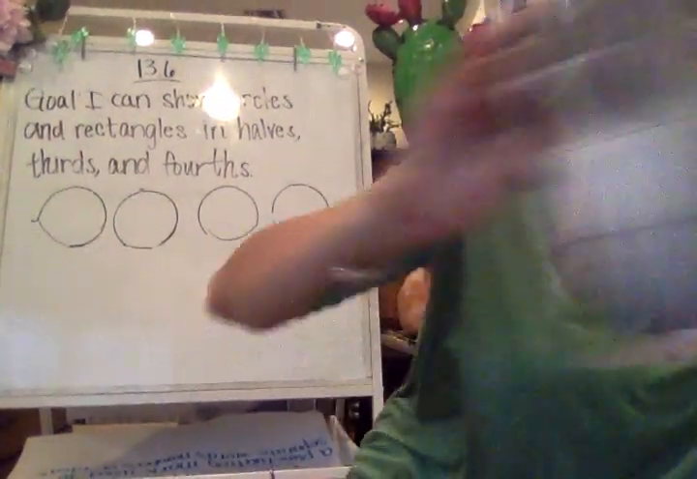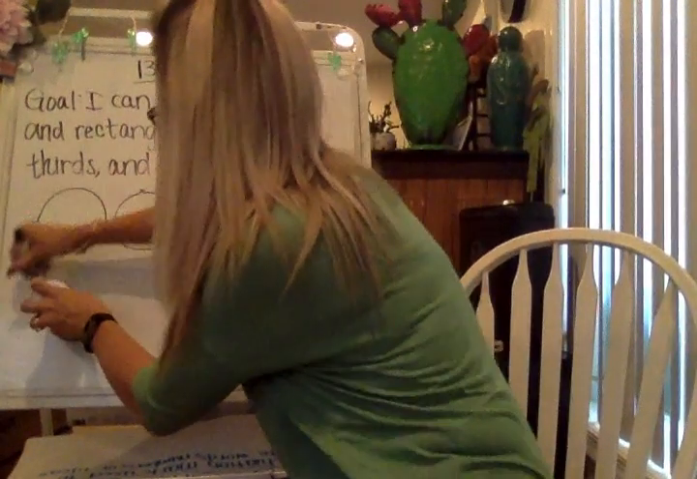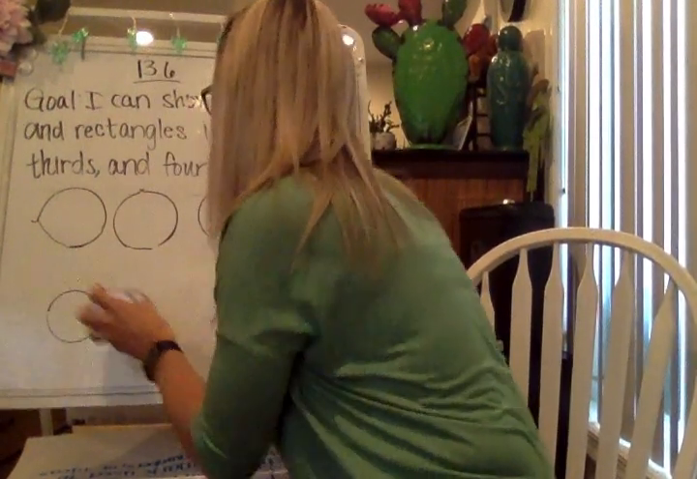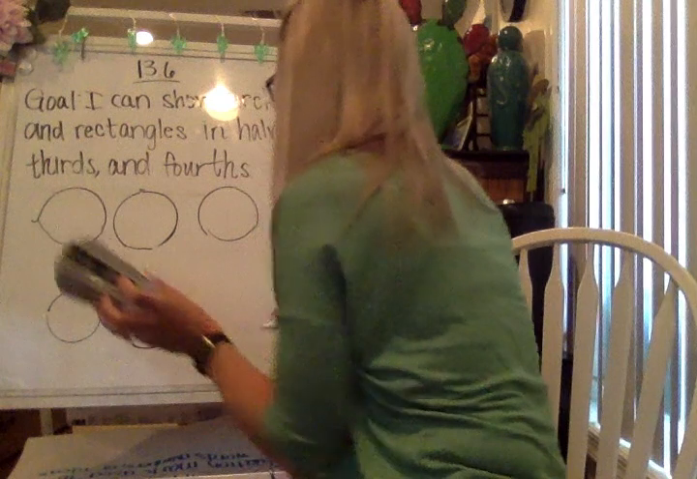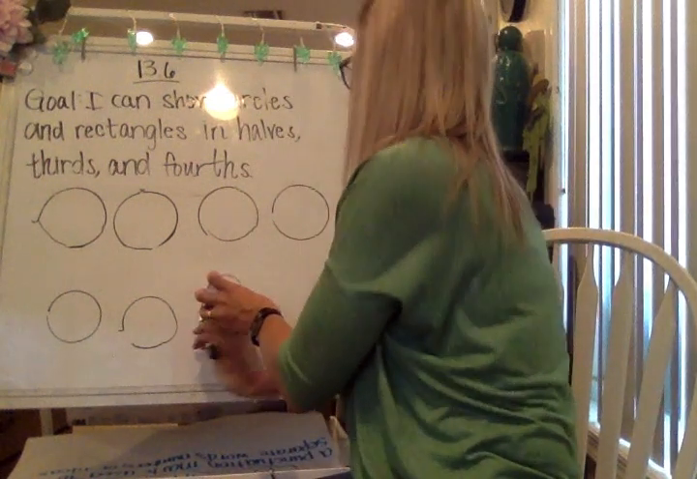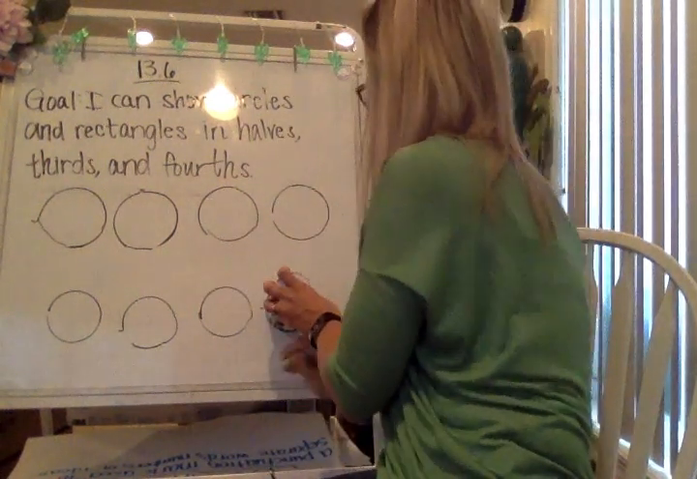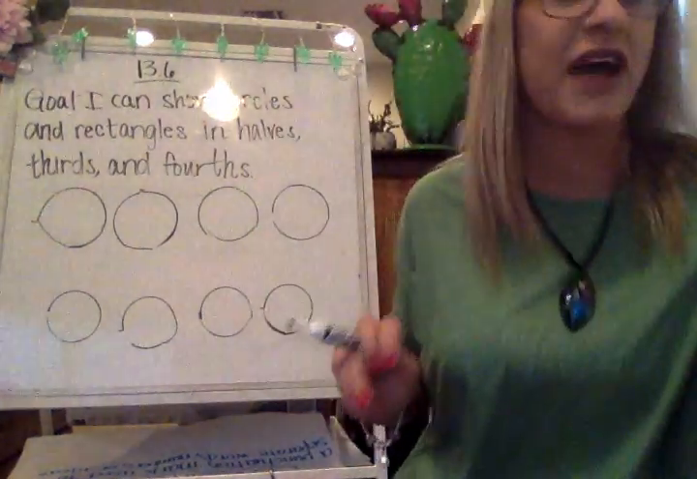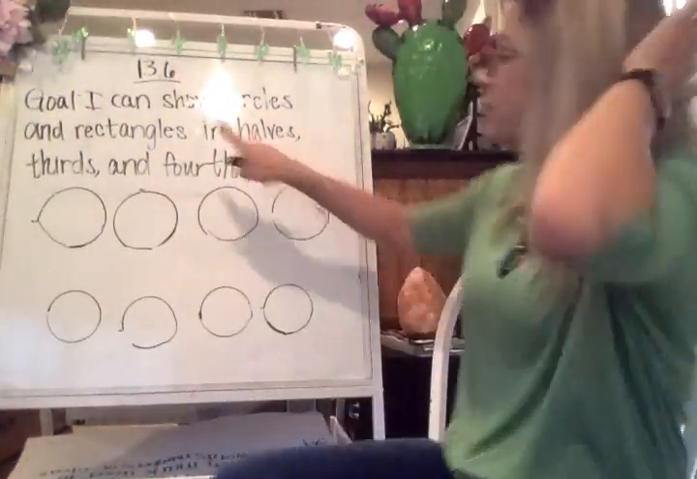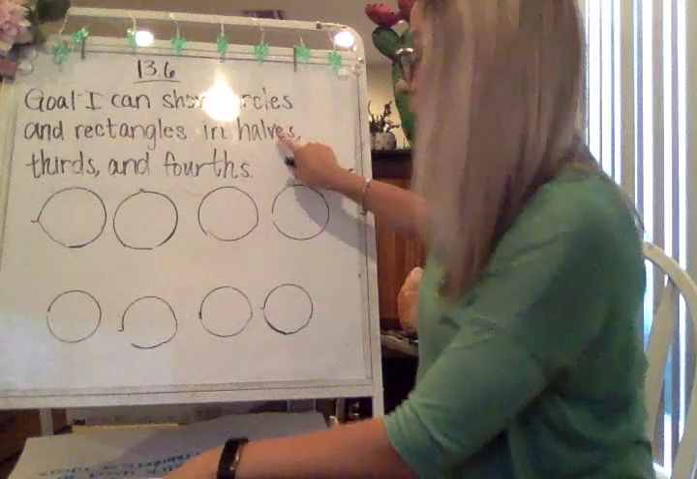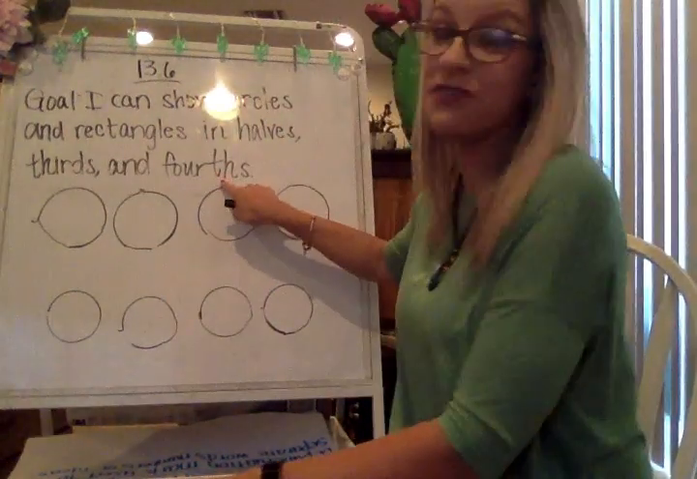I'm going to try a different circular thing. Maybe this won't slide as much. Yeah, it's not sliding as much. So we've got a cup. We did some bowls. I'm just trying to be quick so I don't waste up all your life. All right, so we've got some circles. We're going to be cutting them in halves, in thirds, and in fourths.